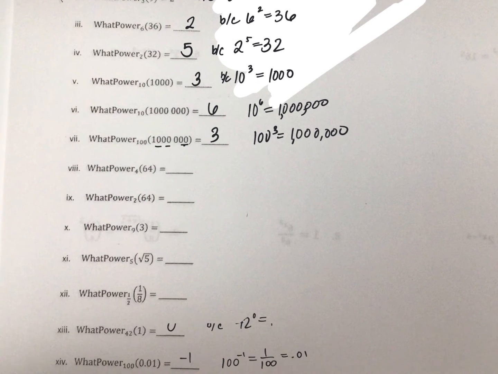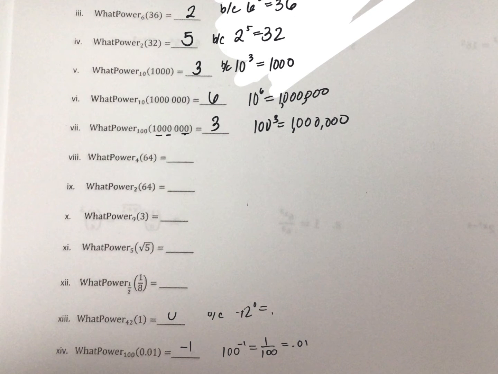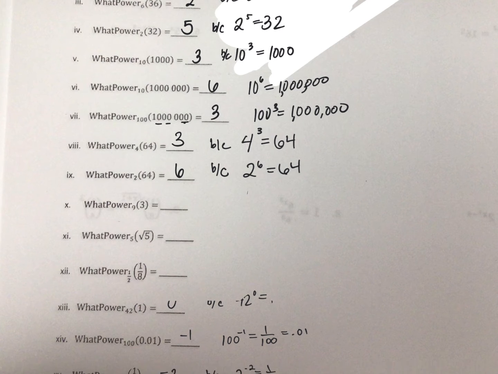What power of 4 is 64? Because 4 cubed is 64, right? What power of 2 is 64? 6, because 2 to the 6th equals 64. Now we're getting kind of into the tricky ones, right?